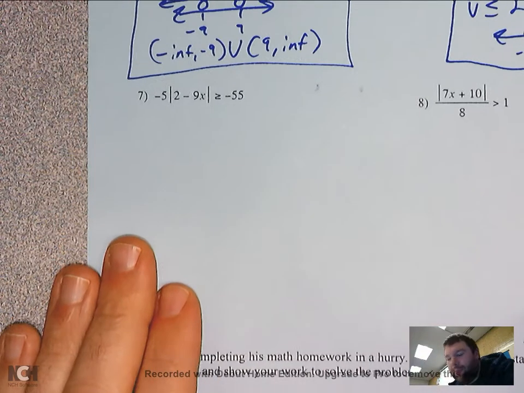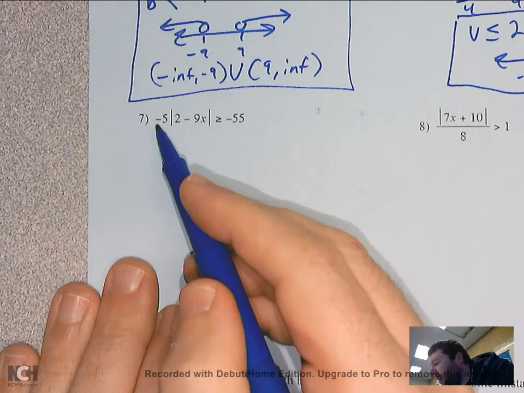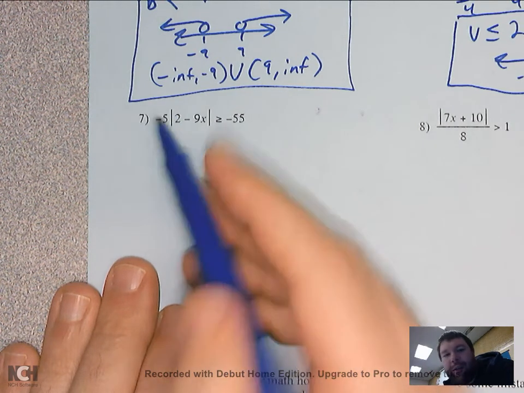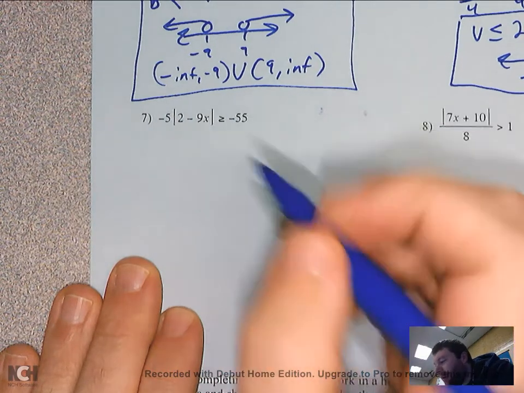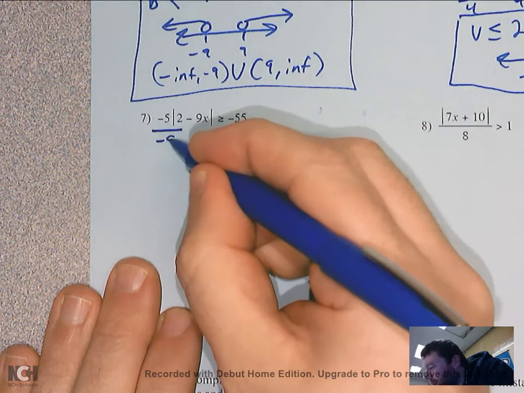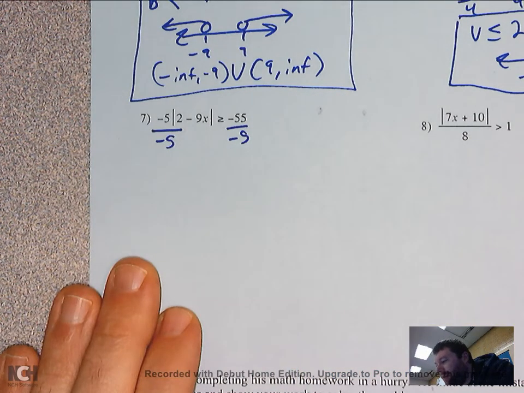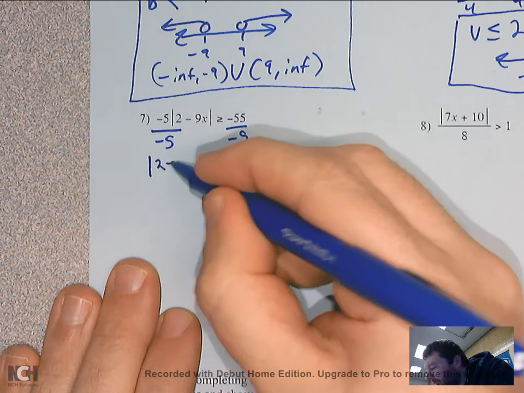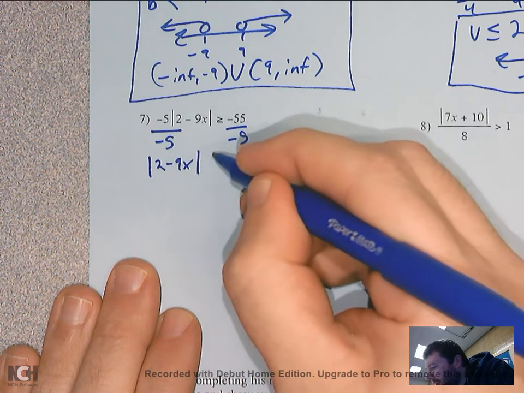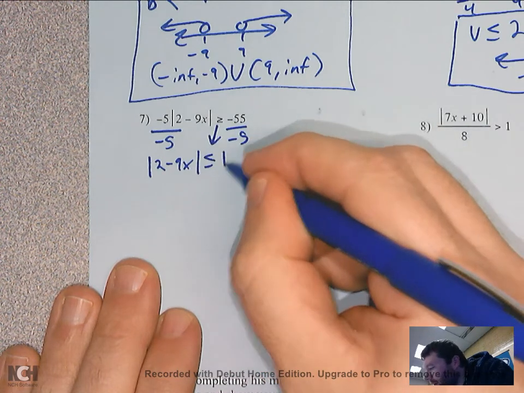Number 7. Let's look at number 7. So this one has this negative 5 out front. Remember, when it's out front of the absolute value and there's no operation here, that means it's multiplying. And we can't distribute into an absolute value, so we have to divide to get rid of it. So we're going to divide by negative 5 on each side. And when you divide by negative 5, you're going to get the absolute value of 2 minus 9x is less than or equal to, because you're going to flip the sign, positive 11.